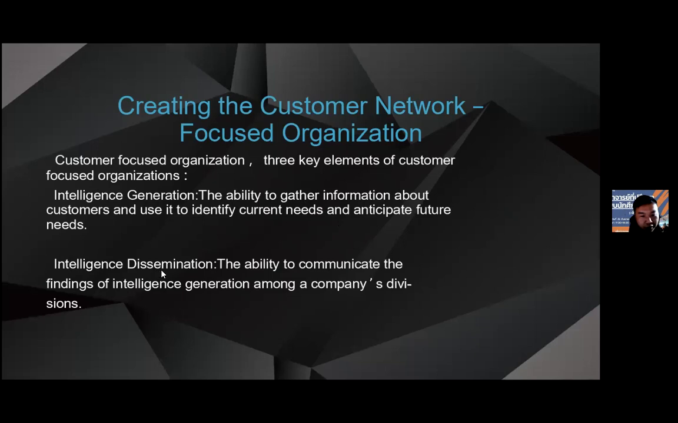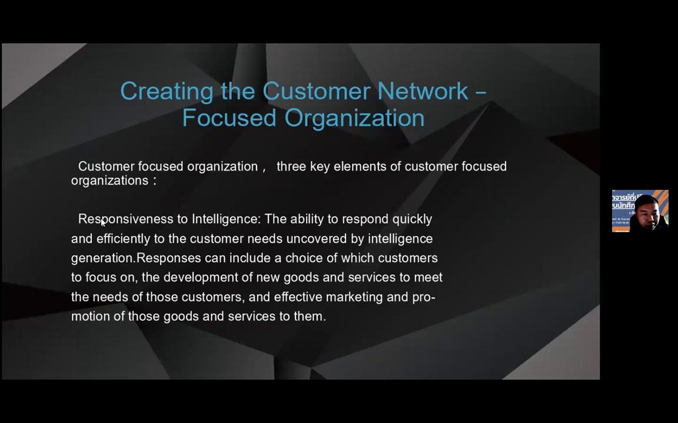The second one is intelligence dissemination, the ability to communicate the findings of intelligence generation among the company's divisions. The third one is responsiveness to intelligence, the ability to respond quickly and efficiently to the consumer needs uncovered by intelligence generation.